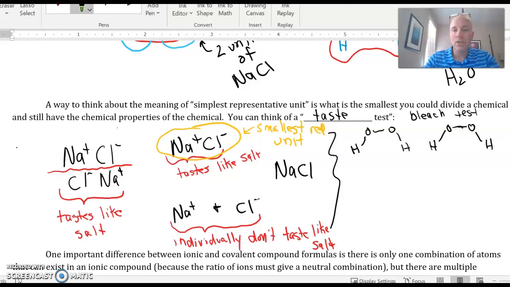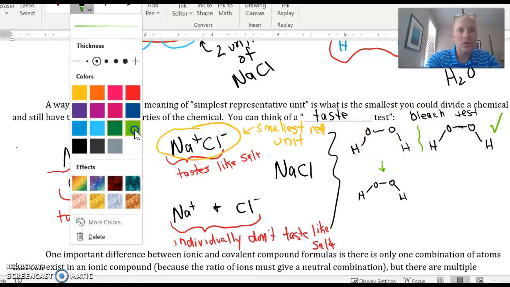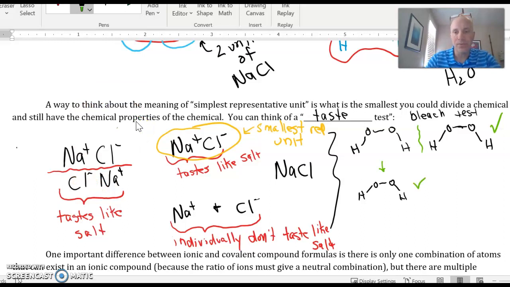So if we had these units right here, that would definitely be able to bleach hair. Could we break this thing down the middle, and let's just say that we have one of these things right here. That would also be able to bleach hair. Could we break that down? Could we break this down the middle, so that we just had half of this arrangement right here? If you broke it down to just this unit right here, that would no longer be able to bleach hair. This unit right here does not have the properties of hydrogen peroxide.